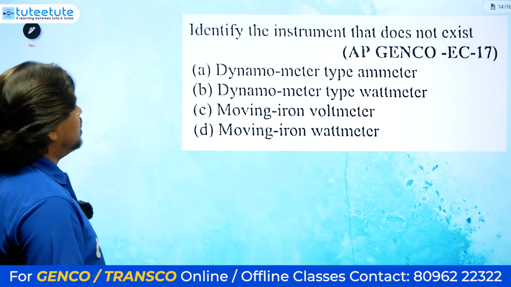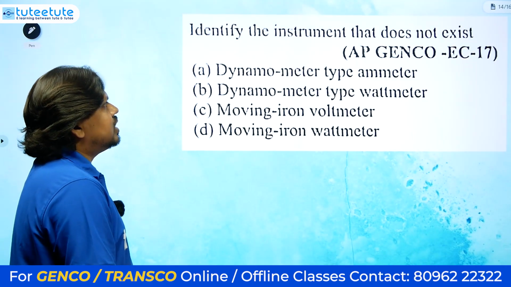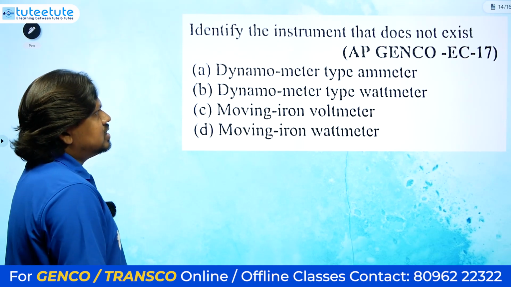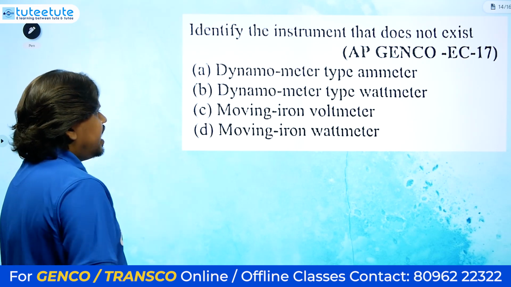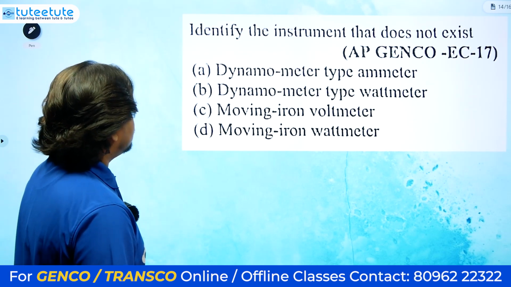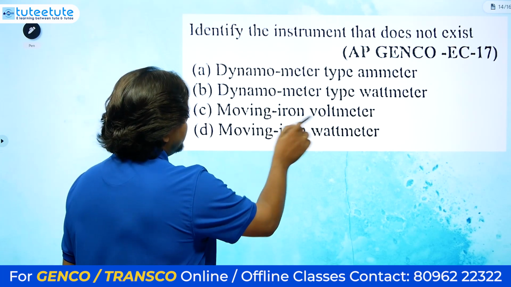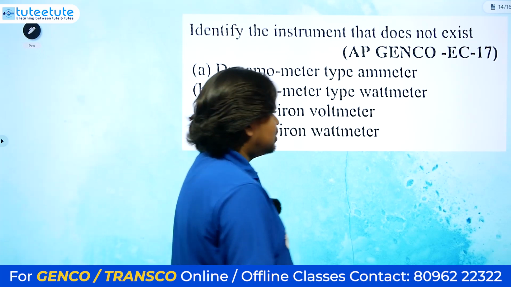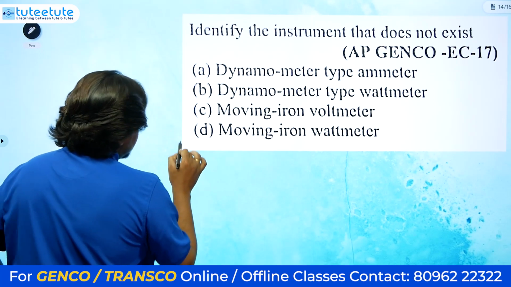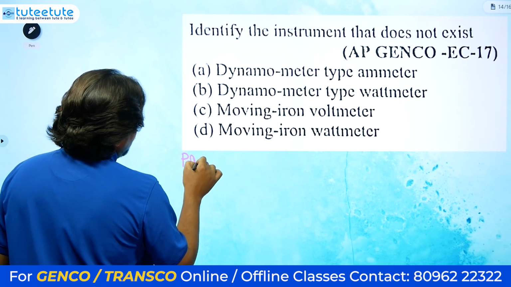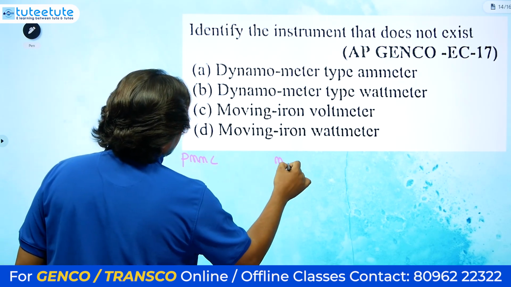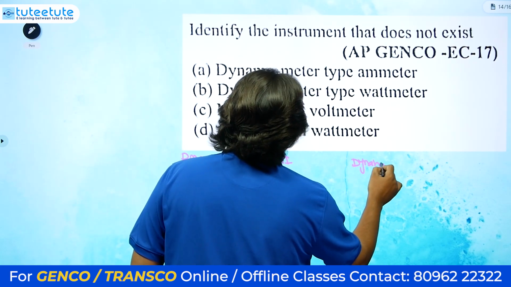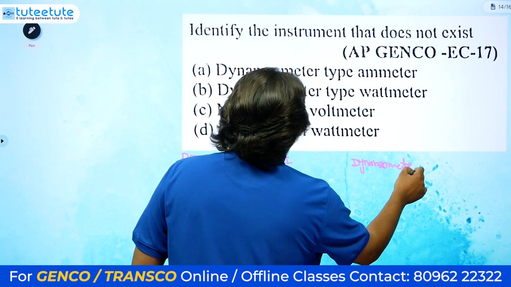Next one: identify the instrument that does not exist. This is the ECE question. Dynamometer type of ammeter, dynamometer type of wattmeter, moving iron voltmeter, moving iron wattmeter. Everything looks good, right? But there are three instruments we have studied in the basic instruments: one is PMMC, second is moving iron, third is the dynamometer type of instrument.